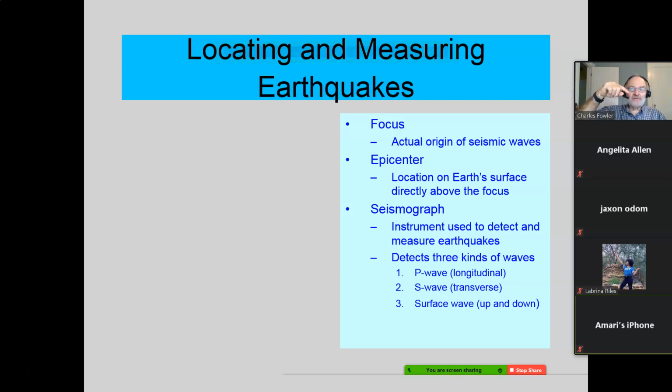The epicenter is the location. Say the earthquake is down here somewhere. Here's the crust somewhere way up here. The epicenter would be directly above wherever that focus is. That is what we call the epicenter. Now, why do we call it that? That's where the waves first reach the surface.